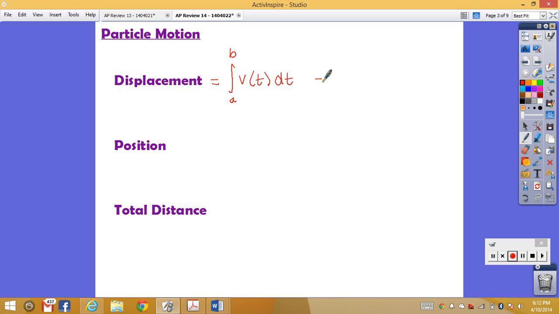There's also a formula for displacement if you know the position function, ending position minus the beginning position. That definition actually comes from the integral because the antiderivative would have been position, f of b minus f of a. Position.